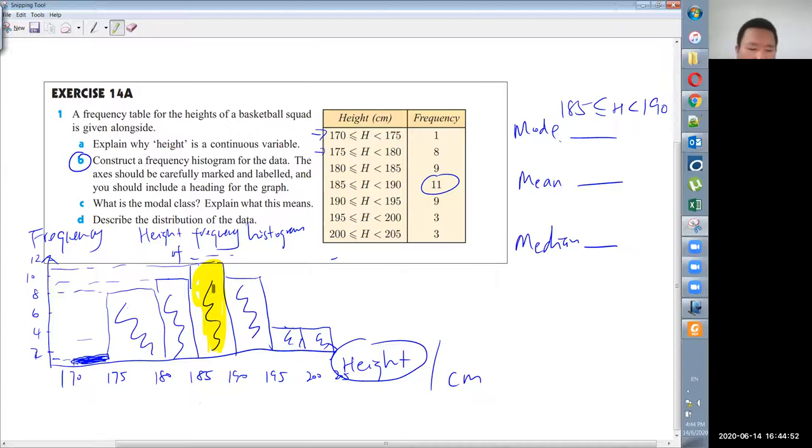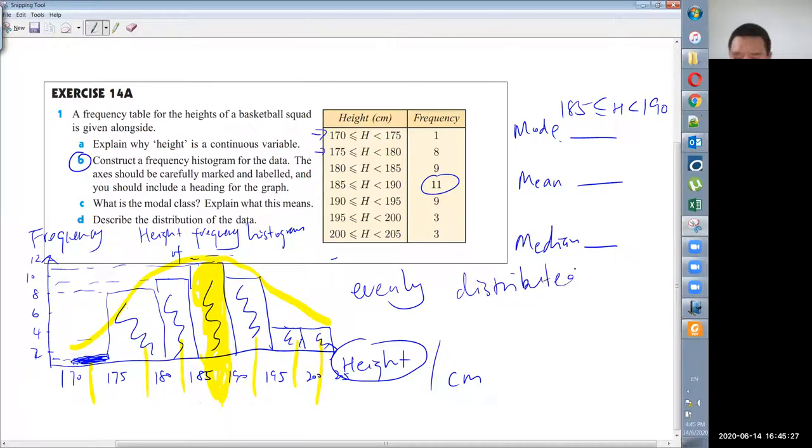I think the distribution of the data is quite, I would say it's a bit biased. Is it biased? No, this is 1, 2, 3, 4, 5, 6, 7. You have 7 of them. And then the middle one is the highest. And I will say they are quite evenly distributed. Or use the term we learned just now, which is called symmetric.